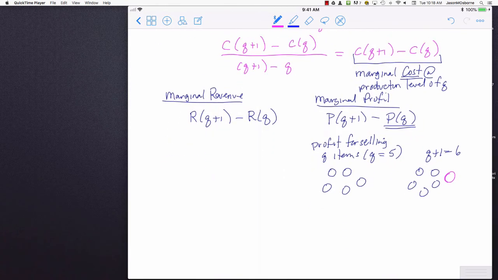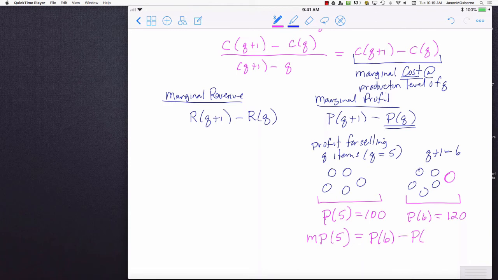Okay, so if you sell 5 items, let's say that there's going to be a profit for selling those 5 items. Let's say that you make $100 off of that. And then the profit for 6 items, let's say that you make $120 off of that. Okay, so the marginal profit at the sales level of 5 units is the profit for selling 6 items minus the profit for selling 5 items, which is 120 minus 100, which is equal to 20.